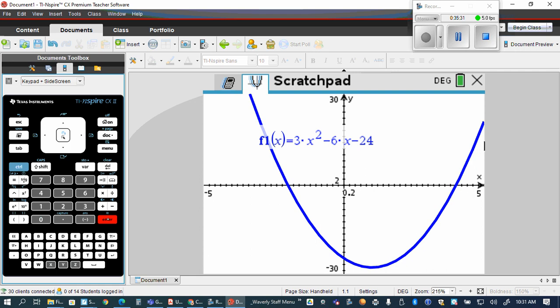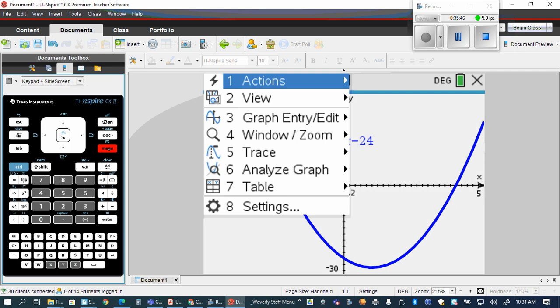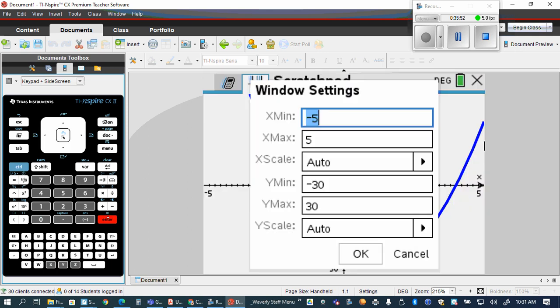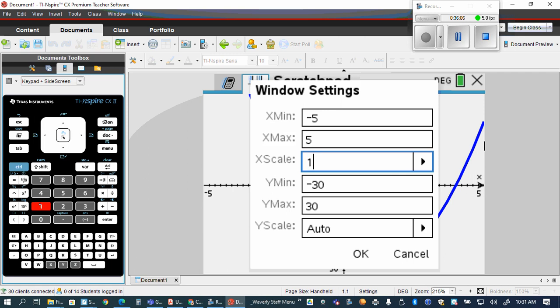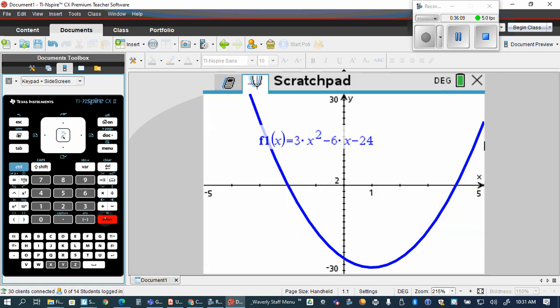Oh, this must not be counting by two. I see, it's counting by 0.2s. Whatever. We could change that though. I don't like that. Let's change that. I wonder why it did that. Oh, because it's defaulting. Let's go to window, window zoom. I don't like that. Window settings. Yeah, you see the X scale is on auto? Let's go down and just have it go by ones. I think we can just type in a one. There we go. Enter. Oh yeah, that's it. Now it looked right. Now we can see our 4, -2.